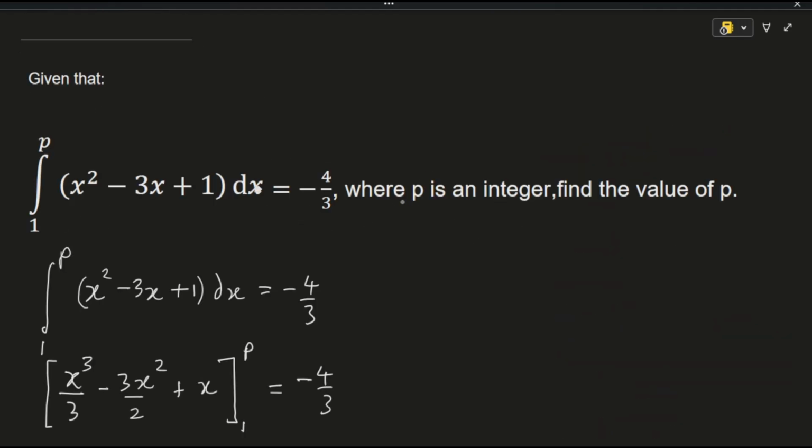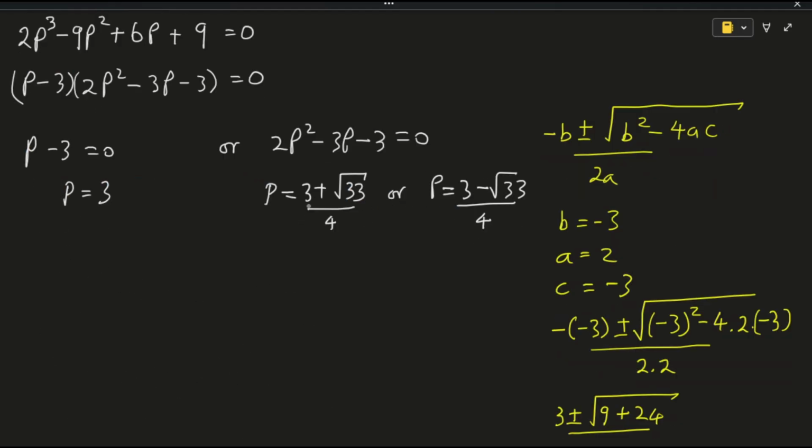But in our question, p is an integer. So of the 3 values of p, the only integer is 3. So the answer to our question is p is equal to 3. So the definite integral would have the upper limit of 3. We should take note that an integer is a positive or negative whole number, including 0.